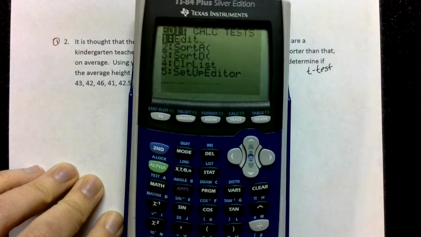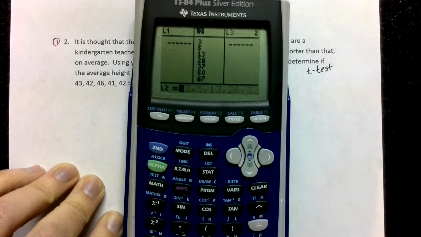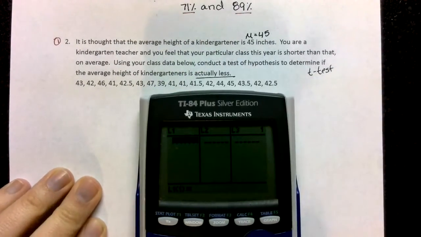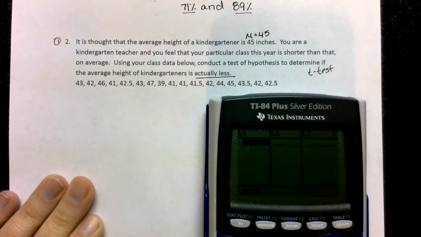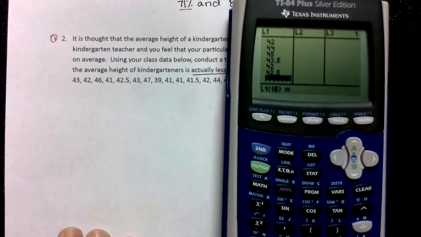Now, what we're going to have to do, because we were not given anything except a list of data, is we're going to have to go into L1 and type in this list of data. So I'm going to pause for a second and do that. Okay, so I have my data typed in.